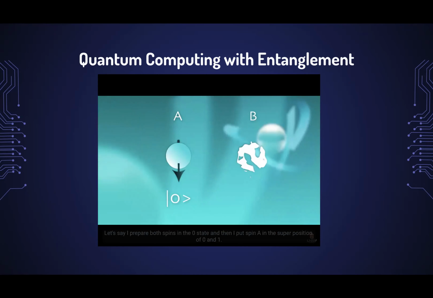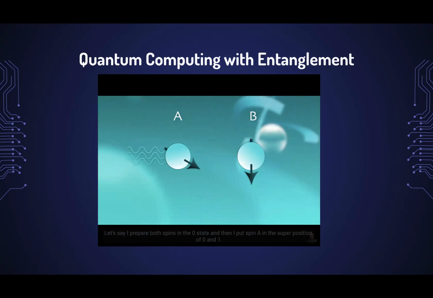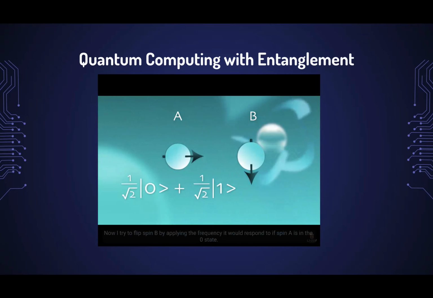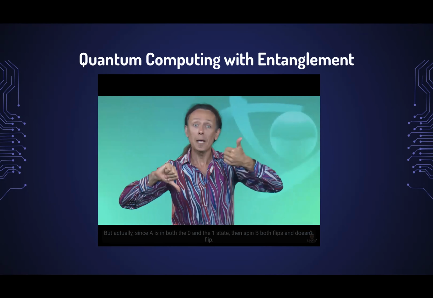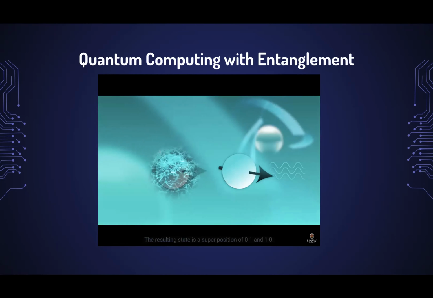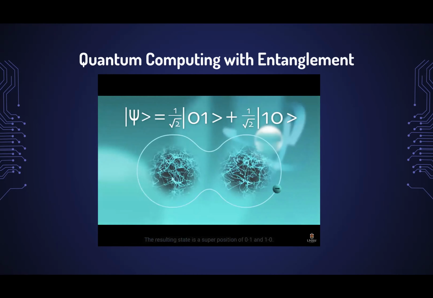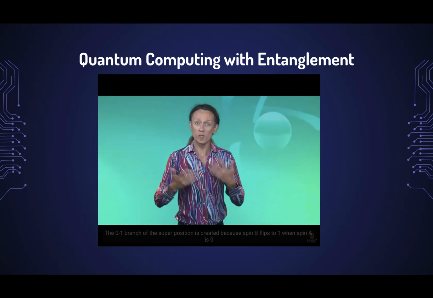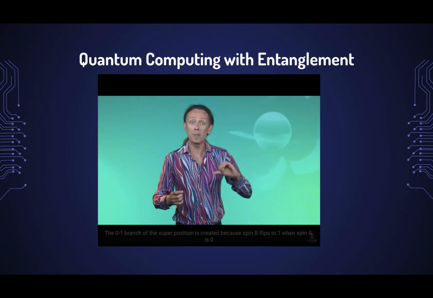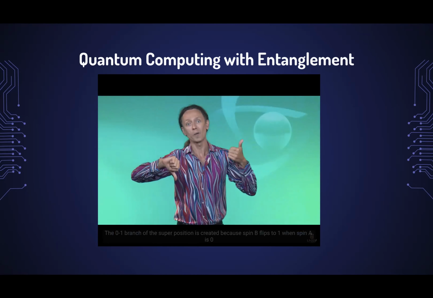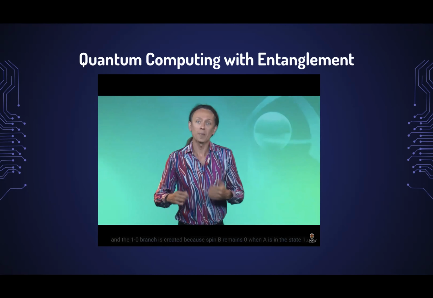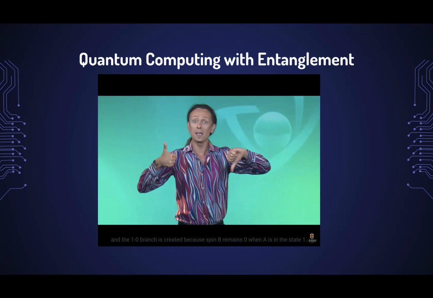Let's say I prepare both spins in the 0 state, and then I put spin A in the superposition of 0 and 1. Now I try to flip spin B by applying the frequency it would respond to if spin A is in the 0 state. But actually, since A is in both the 0 and the 1 state, then spin B both flips and doesn't flip. The resulting state is a superposition of 0, 1 and 1, 0. The 0, 1 branch of the superposition is created because spin B flips to 1 when spin A is 0. And the 1, 0 branch is created because spin B remains 0 when A is in the state 1.